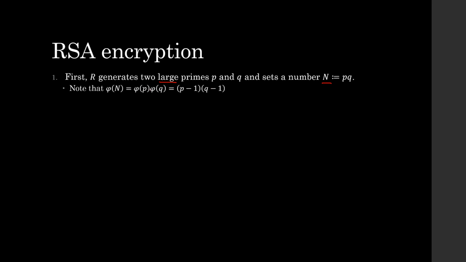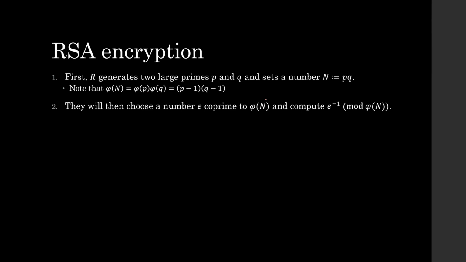Now note that the totient function of N, as we saw last video, is going to be the totient function of P times the totient function of Q. And we know that that's P minus 1 times Q minus 1. But once again, if someone knows N, they won't be able to compute the totient function, because that requires knowing what P and Q are, so the prime factorization. Well, they could get the totient function, but not efficiently enough for it to be feasible.